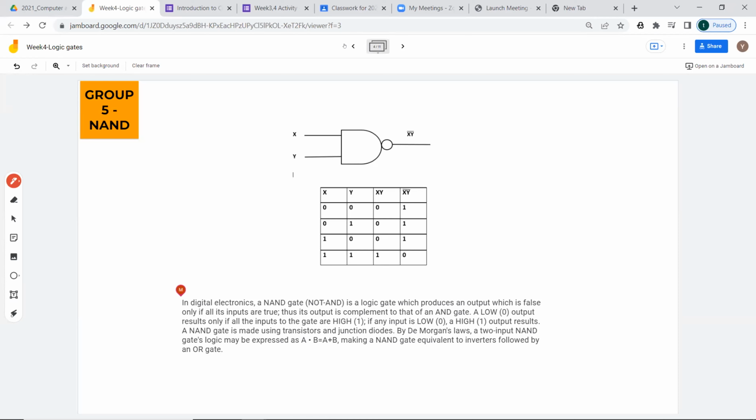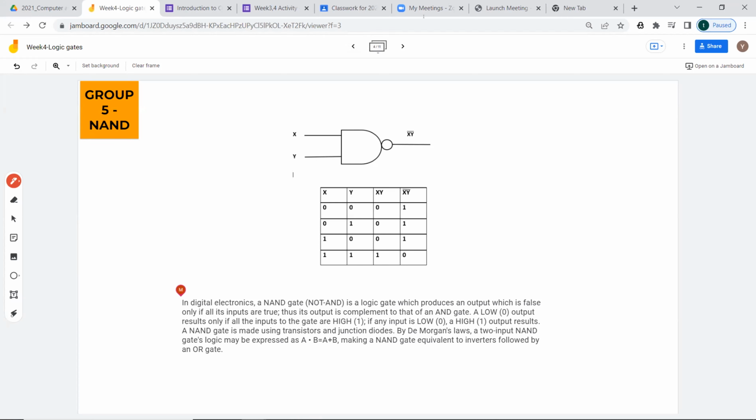I have the NAND gate. When we put 2 inputs x, y, it gives x dot y, whole bar. An AND gate followed by a NOT gate is equal. By De Morgan's law, the 2 input NAND gate logic may be expressed as a dot b bar equals a bar plus b bar, making a NAND gate equivalent to an inverter followed by an OR gate. Okay, good. Thank you.